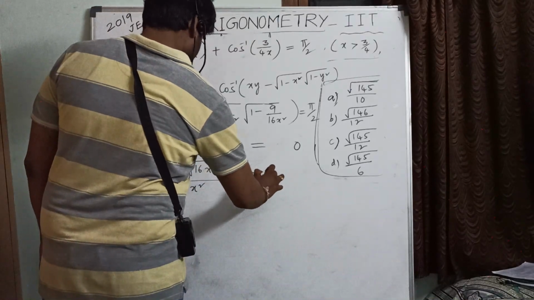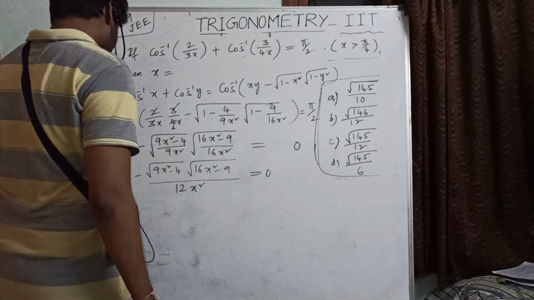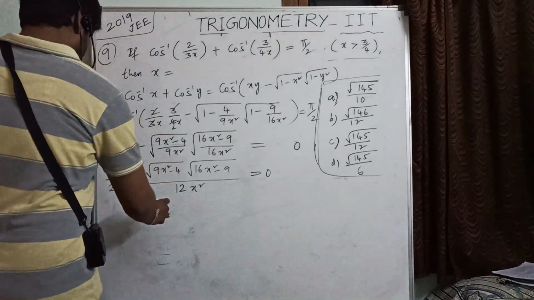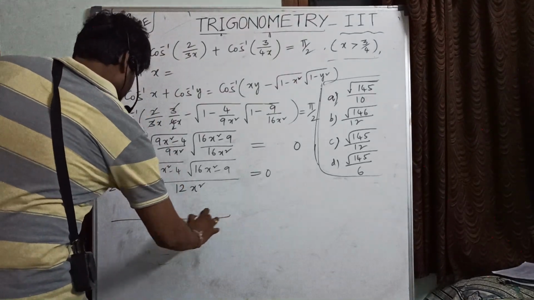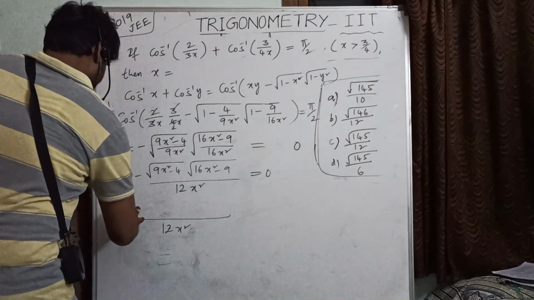Clear? Equal to 0. So 12x square, 2x square. So what is the LCM here? 12x square. So 12x square goes there. Okay, it will be 0. Correct? So here 6 will be multiplied.